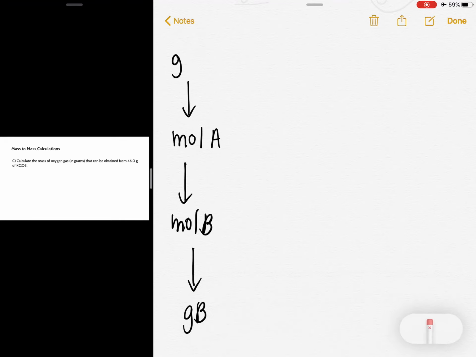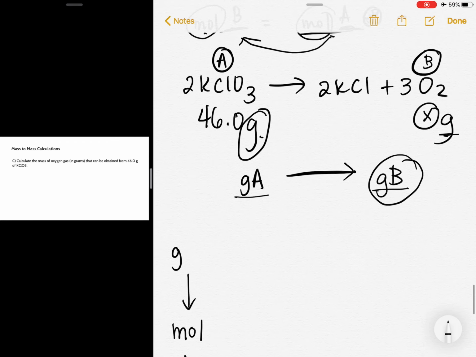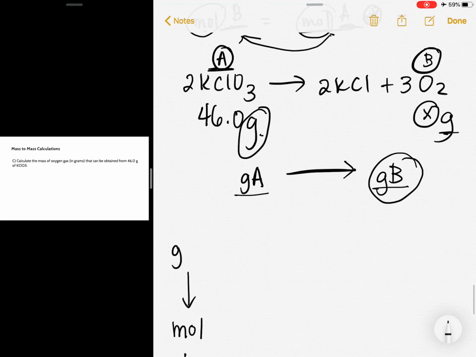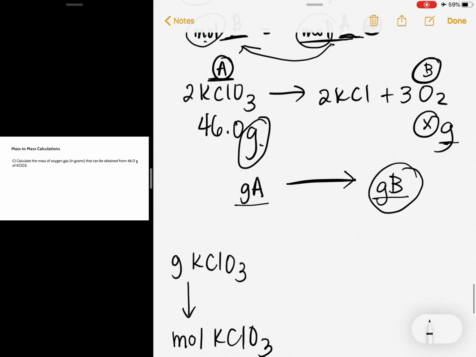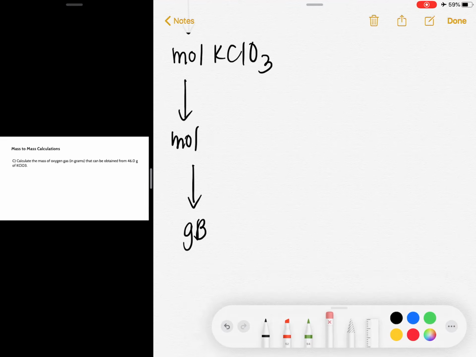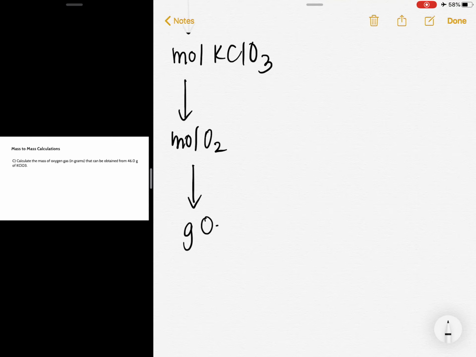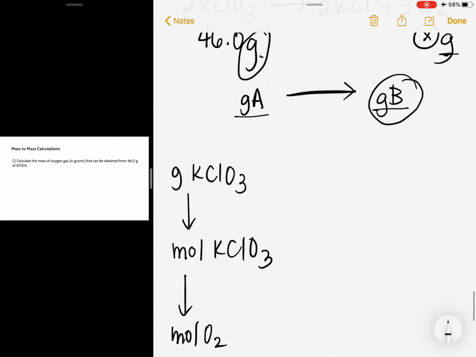Now class, palitan nyo na yung mga A's and B's para mas maging malinaw sa inyo kung kaninong compound yon. So compound A is potassium chlorate. So we write here, potassium chlorate, potassium chlorate. Compound B is oxygen. So let us replace the B's here with oxygen. Ayan. Oxygen, oxygen. Now that you have strategized how to go from one unit to another, write the conversion factors.